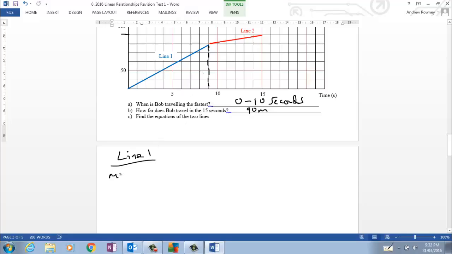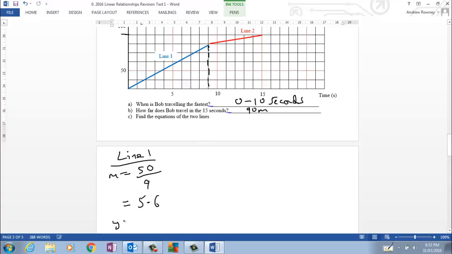So the slope is 50, that's the rise, divided by the run, which goes up to 9. So it's 50 divided by 9. And we can put that on the calculator and get 5.6 rounded off to 1 decimal.